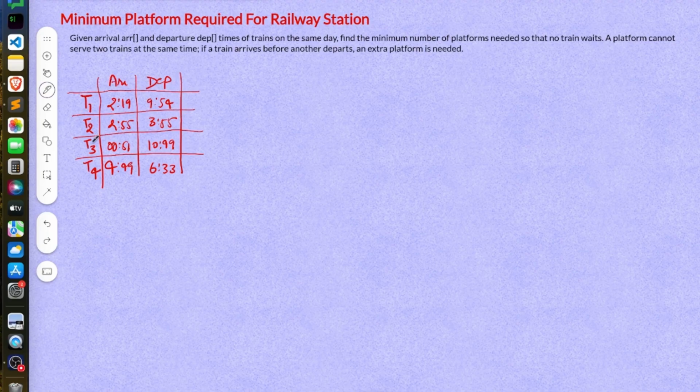So let's say I have four trains and these are the arrival time and the departure time. So first what we will do, let's try to locate them in a number line. So this is the time number line where all the times would be located in increasing order. So the minimum time here is 12:51, right? After that, the next time is 2:19. Then the next time is 2:55. Then the next time is 3:55.